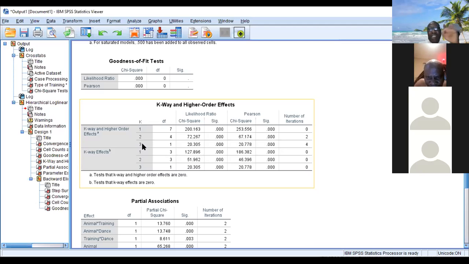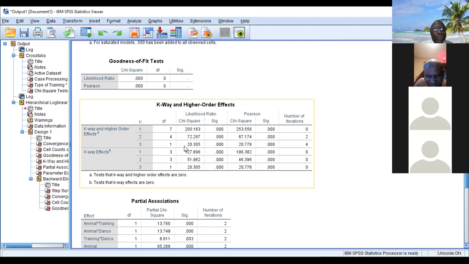Are we following now? You try to say, okay, the chi-square for the interaction between training, dance, and animal. Look at it. It's 20.305 chi-square. Can you see now? It's saying that there's an association between the 3 of them.